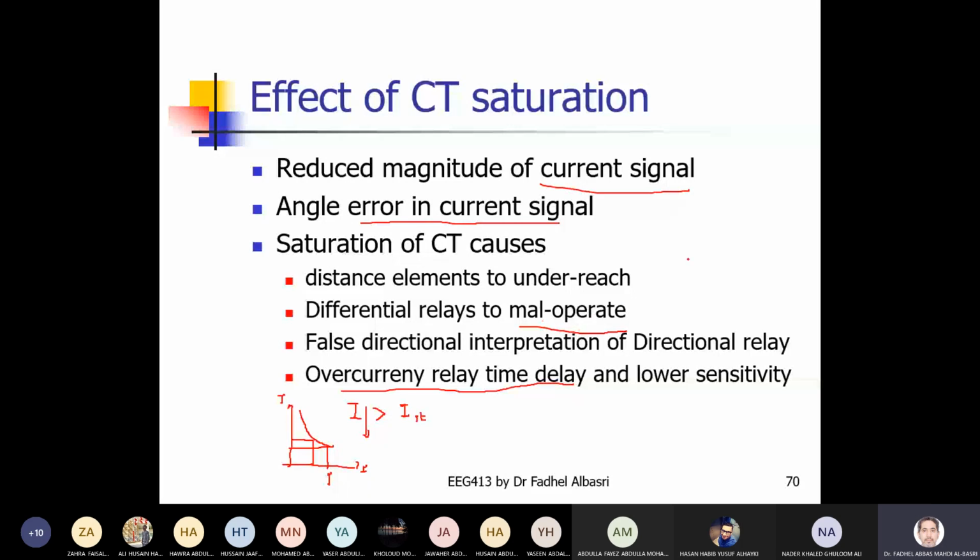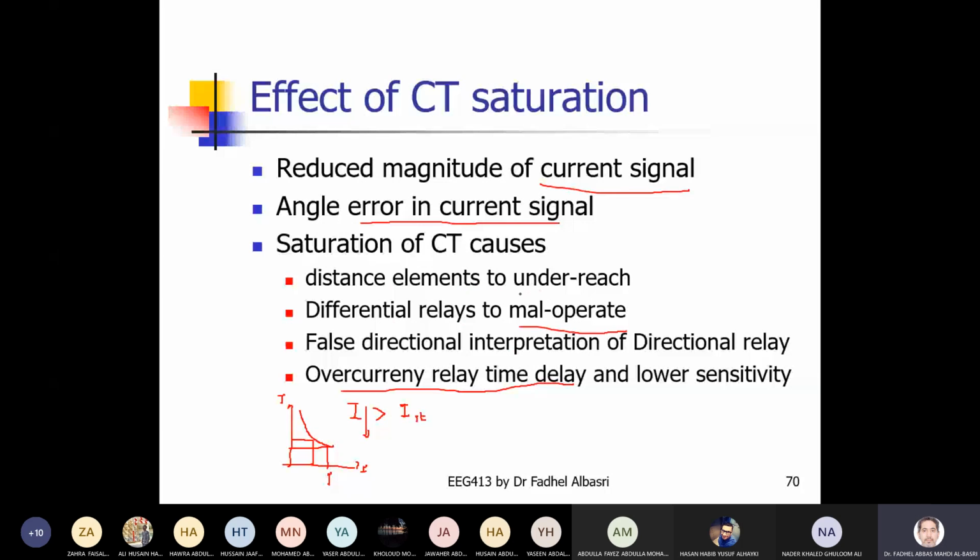It only takes a difference between two CTs. If one CT is saturated and the other is not saturated, there will be a false difference of current between the two. It is not because there is a fault, but because one of the CTs is saturated and the other is not, and the differential relay will maloperate.